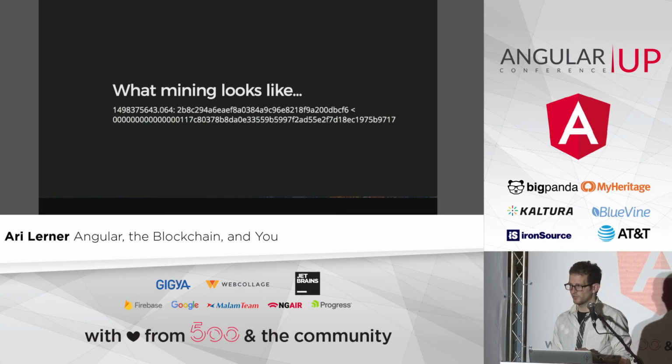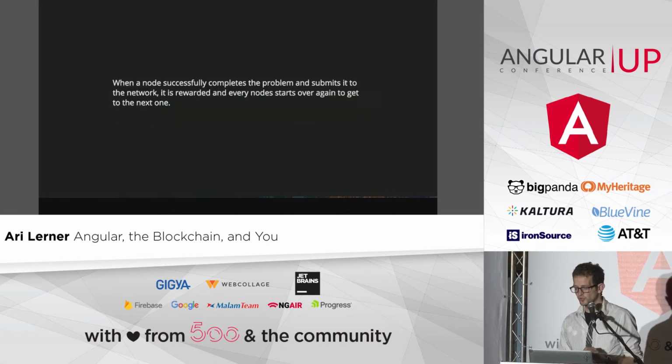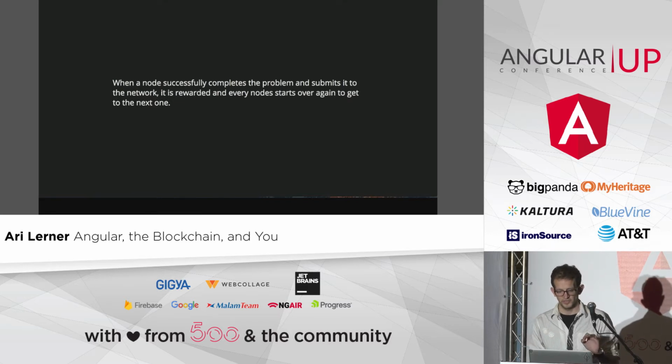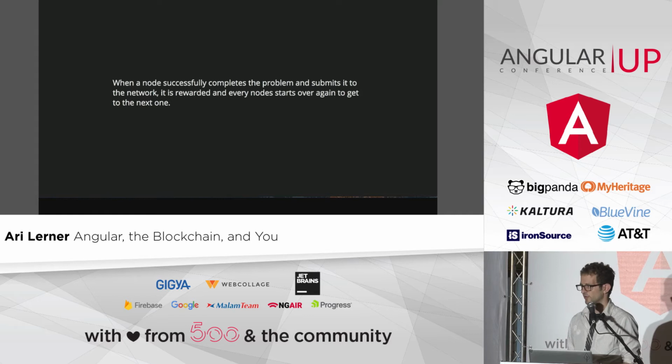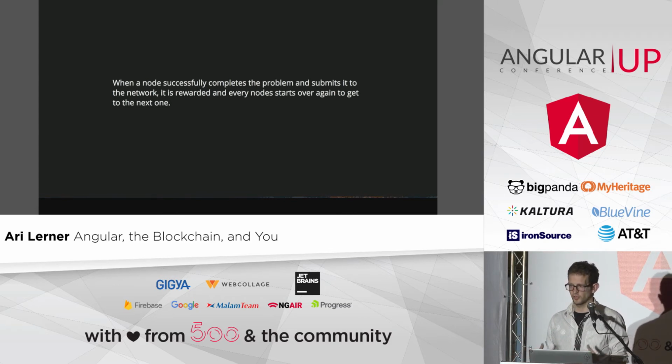When we talk about mining, we're talking about a bunch of hashes being generated and compared to other hashes. When a node successfully completes this and submits it to the network, and a quorum of nodes accepts and validates the new hash, that node gets rewarded. If we're talking about Bitcoin, it gets rewarded with a Bitcoin. If we're talking about another blockchain, that node is rewarded with a token or a partial token. After that happens, every single node starts over and tries to find the solution to the next unguessable problem.